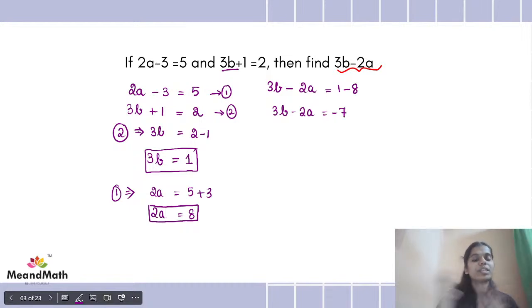What if we want to find a and b? This is the first part which we discussed, but what if we need to find a and b individually? Now we can discuss that. From equations 1 and 2 we got 3b minus 2a. This is the simple one. Any doubts on this one now?